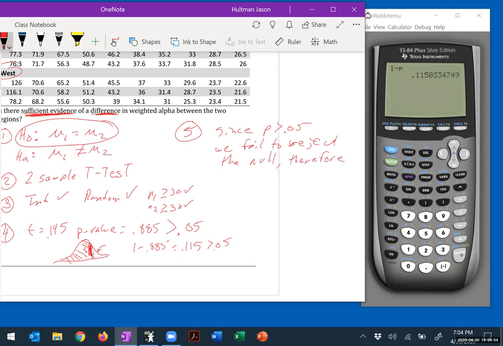Therefore, there is insufficient evidence to show any difference between the two groups.